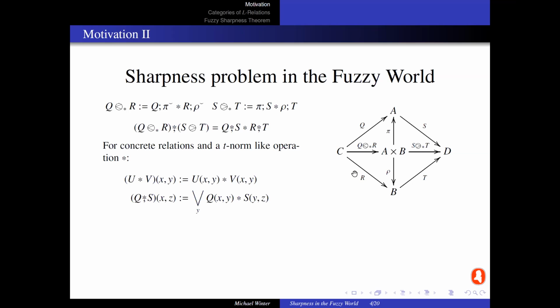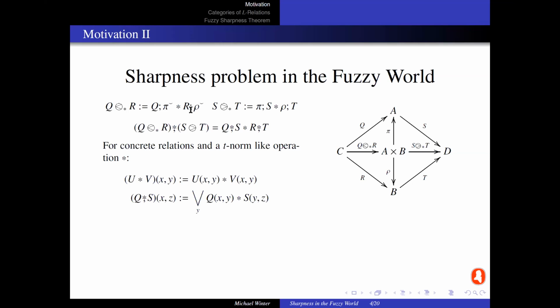And here we can do a very similar thing. Now you see that those pairing and co-pairing operations are all indexed by the star operation. And you see it also in the equation. The meet operation, which was originally in here, has been replaced by a star operation.